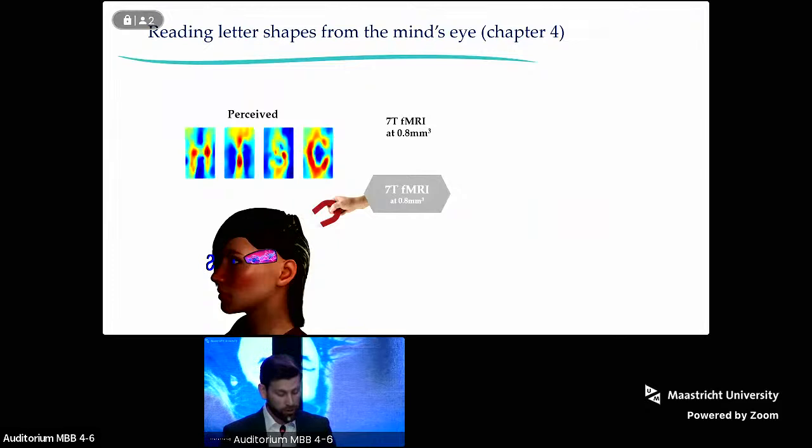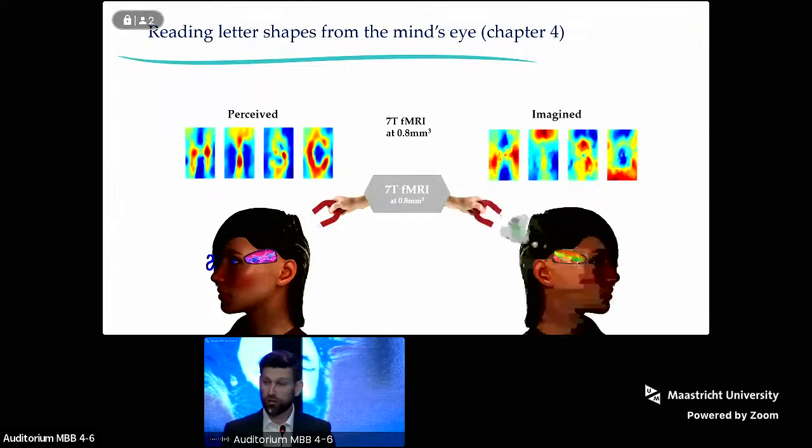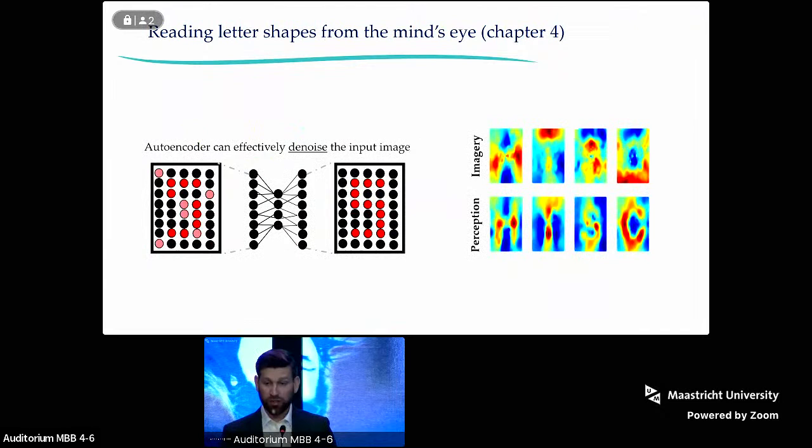And on the left, you can see what we can get with perceived letters. On the right, you can also see that we are able to retrieve letter shapes that are only imagined. Therefore, we can conclude that the activity patterns during visual perception share very similar spatial information with mental imagery. On top of that, we've also seen that activity patterns during imagery are less pronounced and a bit more noisy than while perceiving letter shapes.